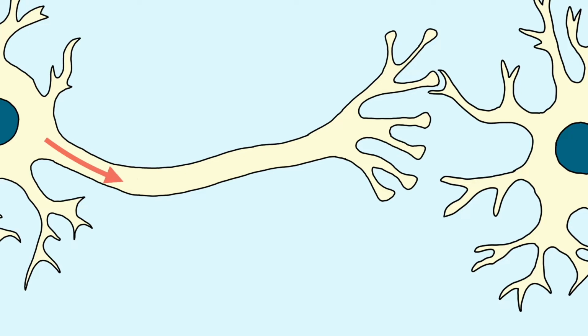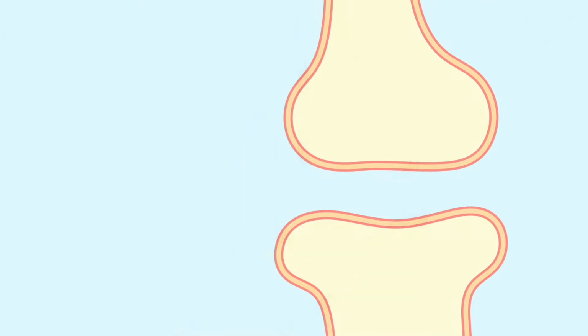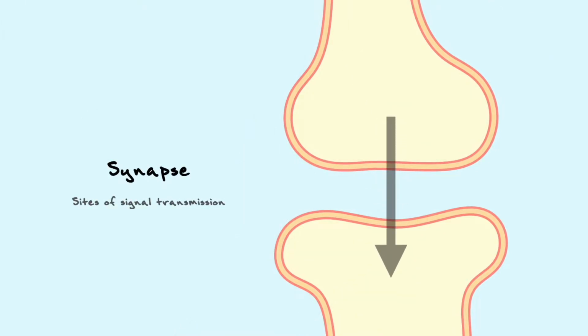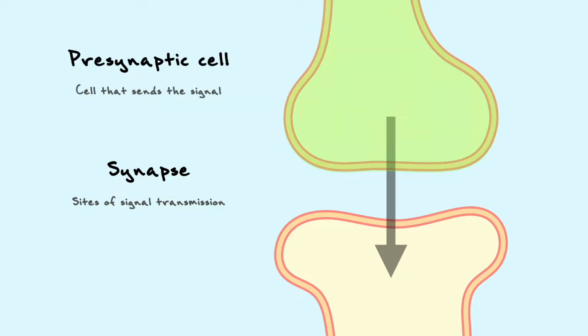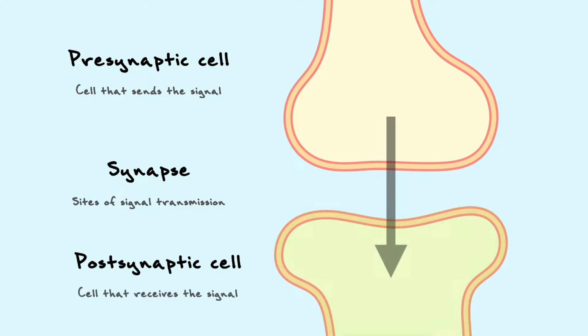Alright, now that we understand how the signal travels through the neuron, we now need to understand what happens when that signal reaches the axon terminal. I mentioned in the very first overview that neurons communicate at synapses, which are the sites of signal transmission. I've also mentioned that the cell sending the signal is referred to as the presynaptic cell, and the cell receiving the signal is the postsynaptic cell. Also, recall that the space between the two neurons is called the synaptic cleft.